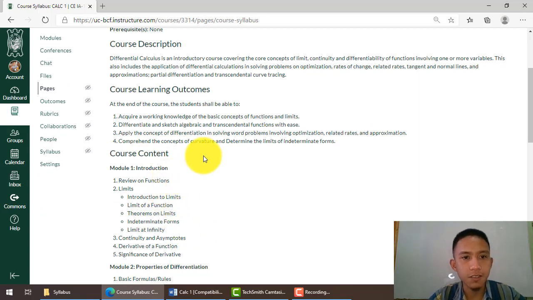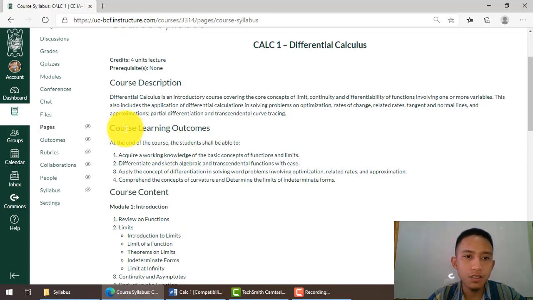Before going to that course content, what are the learning outcomes? By the way, what are the course learning outcomes? These are actually like the criteria, our basis for giving you grades, whether you will pass or fail. Or I mean, whether you will proceed to your next subject, Calc 2, which is integral calculus, or you will repeat the subject, differential calculus.